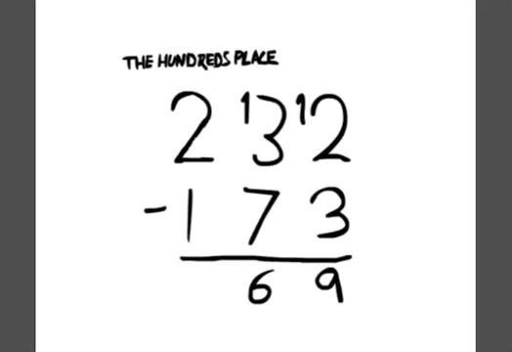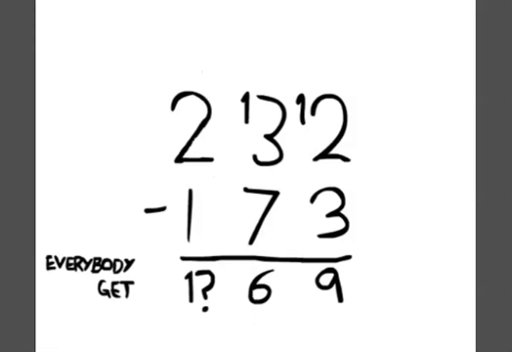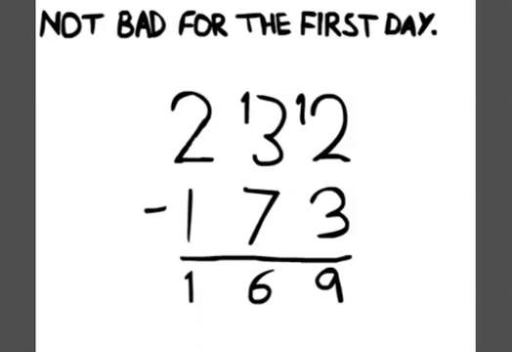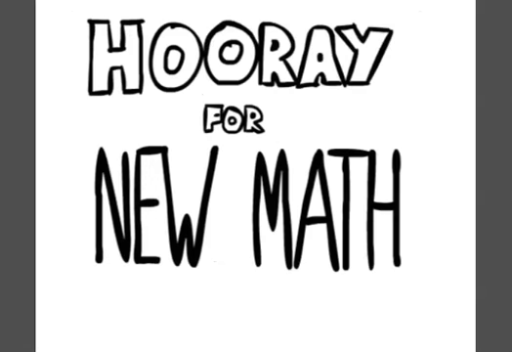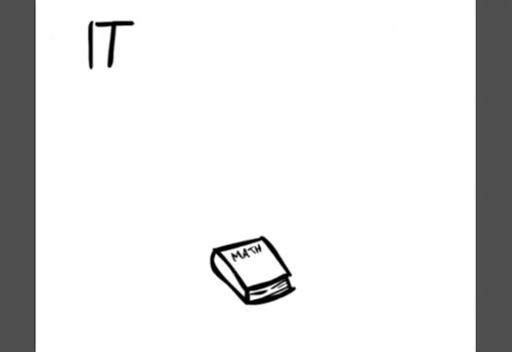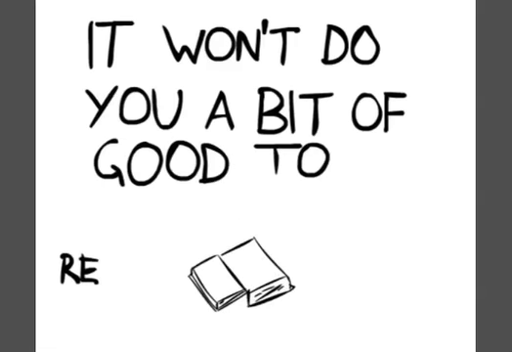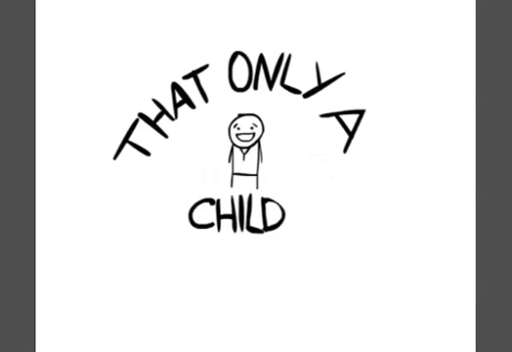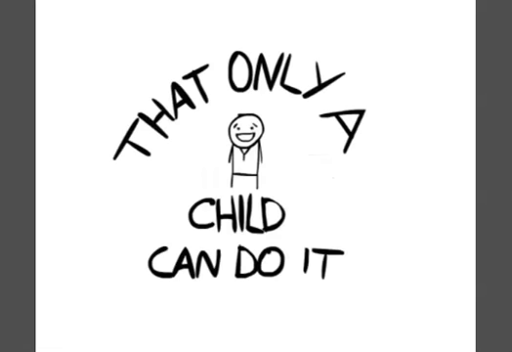Now go back to the hundreds place. You're left with 2, and you take away 1 from 2, and that leaves... Everybody get 1? Not bad for the first day. Hooray for new math, new math. It won't do you a bit of good to review math. It's so simple, so very simple, that only a child can do it.